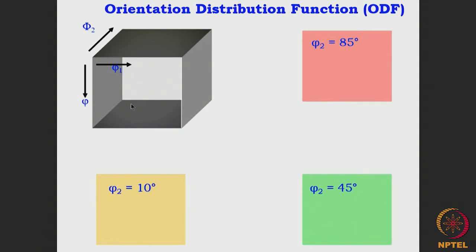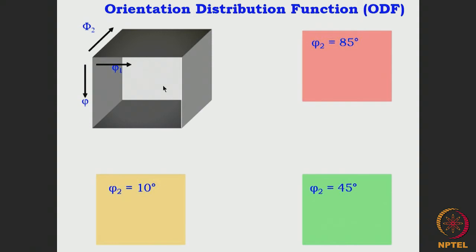So, if we now consider an imaginary space, we call it the orientation space. Say this is a three-dimensional orientation space, and this is the origin, this is phi 1, this is phi, and this is phi 2. So, phi 1, phi, phi 2 denote a three-dimensional orientation space. Any point within this orientation space will denote the orientation of a grain, because any point here will have the coordinates phi 1, phi, phi 2. Another point will be a different set of phi 1, phi, phi 2. So, any point within this three-dimensional space will denote the orientation of a particular grain.